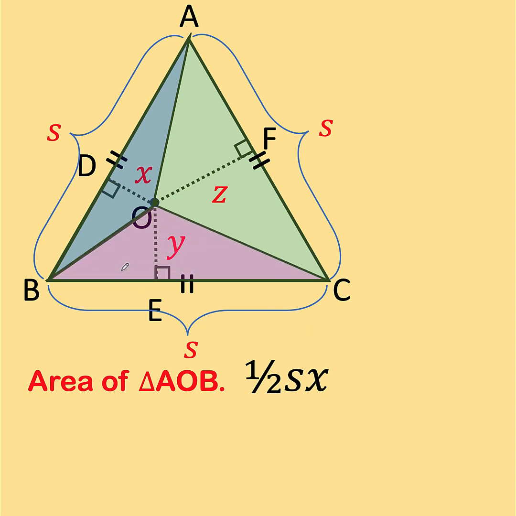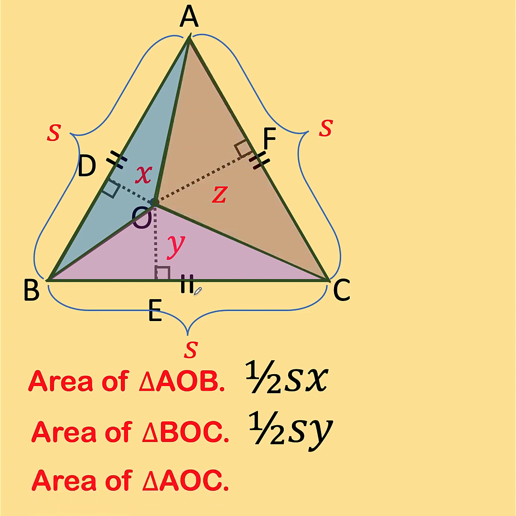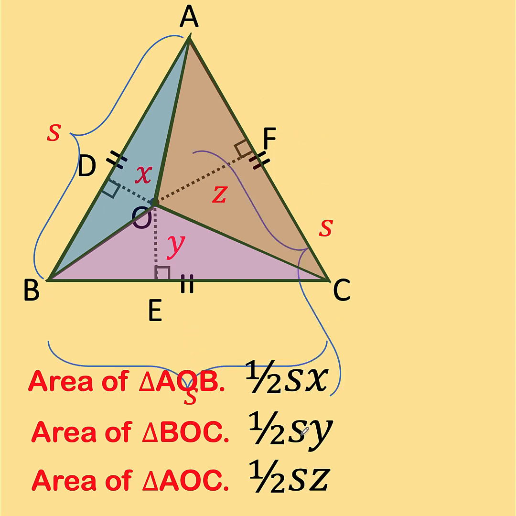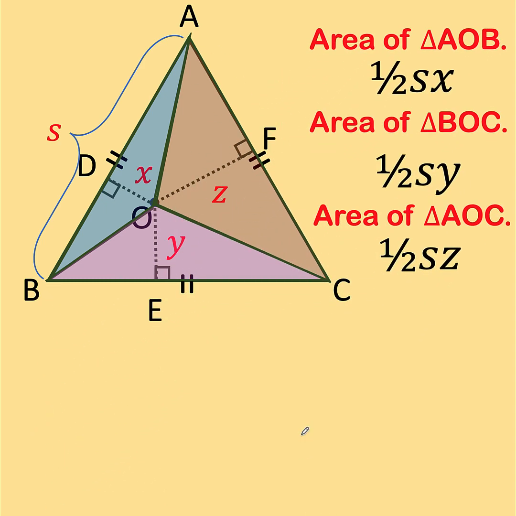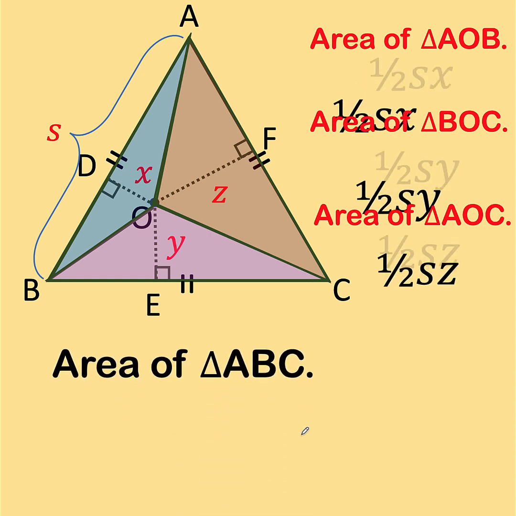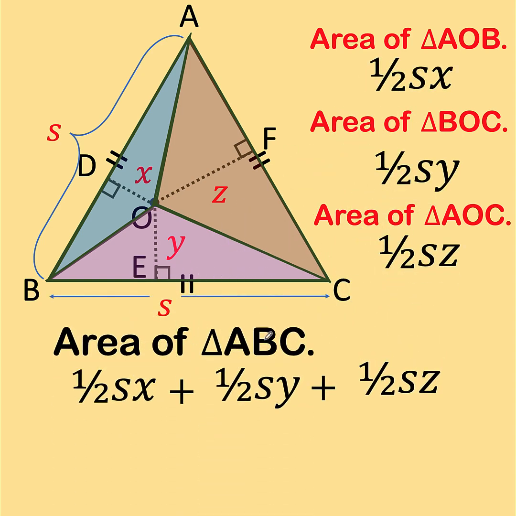Similarly, for triangle BOC, its area is computed as 1/2 times the base times the height, where its base is S units again, and its height is y units. And for triangle AOC, its area is 1/2 times its base, that is S units, and its height is z units. Now the sum of all these three areas represents the total area of triangle ABC. So the area of triangle ABC is 1/2 Sx plus 1/2 Sy plus 1/2 Sz, which is the sum of these three areas.